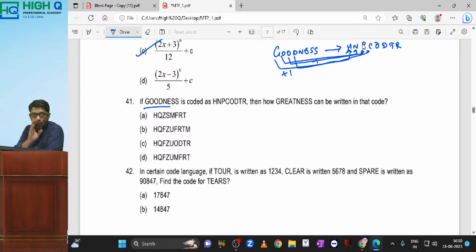You understand? One letter going forward, one letter going backward. Let us not check each and everything, we don't have time. So now greatness. So first letter forward, G, H. Am I right, my dear? Second letter backward, Q. E, forward, F. A, backward, Z. T, forward, what is it, my dear? U. N, backward, M.